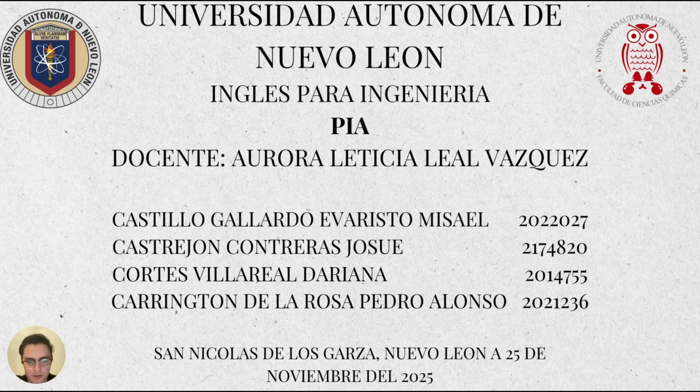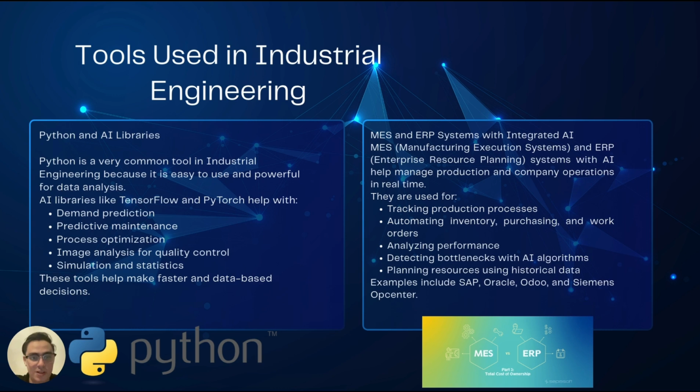Hi, my name is Pedro Alonso, and today I'm going to talk about two tools used in industrial engineering. Python and AI libraries are very important for engineering because Python is a very common tool in industrial engineering because it's easy to use and powerful for data analysis. AI libraries like TensorFlow and PyTorch help with demand prediction, predictive maintenance, process optimization, image analysis for quality control, simulation and statistics, and help make faster data-based decisions.